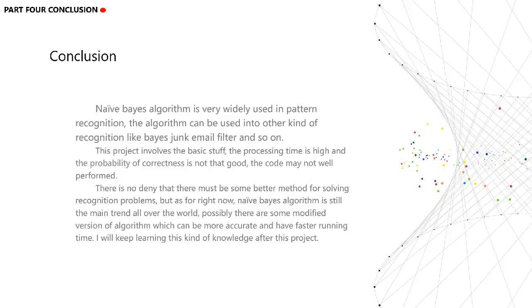It may have some errors when numbers have similar features, and there's no denying that there must be better methods for solving recognition problems. But as of right now, I think the naive Bayes algorithm is still the main trend all over the world. Possibly there are modified versions of the algorithm which can be more accurate and have faster running time. I wish I can keep learning this kind of knowledge after this project is done, because I'm really interested in it.